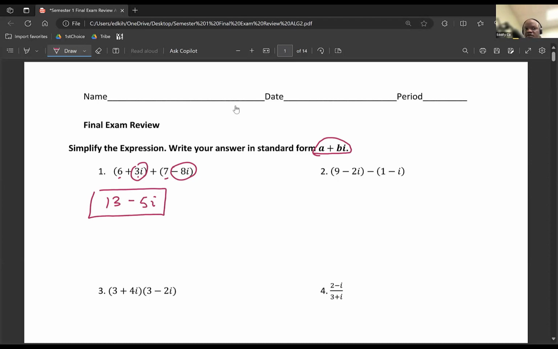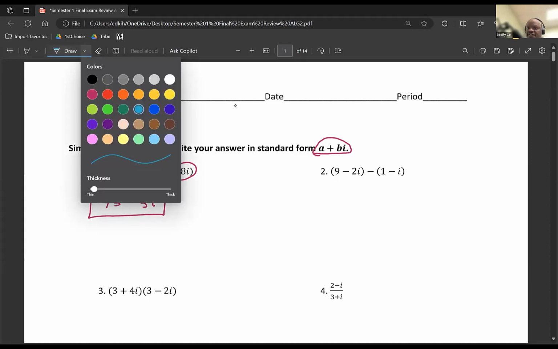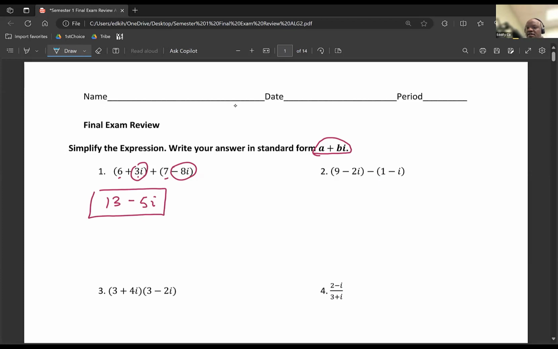Question two is a subtraction. And remember, folks, if you have a negative sign right before a parenthesis, be very, very careful because you need to distribute that negative into both of those guys. And that's going to change their signs, right? So now we'll have 9 minus 2i, nothing changed on the first one, but this one will be minus 1 and then plus i. Okay, now let's simplify this. Look for like terms. The 9 minus 1, that becomes an 8. Then negative 2i plus i becomes a negative i. And that completes that question.